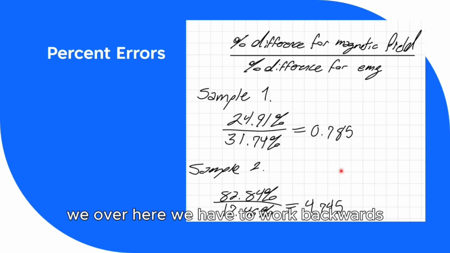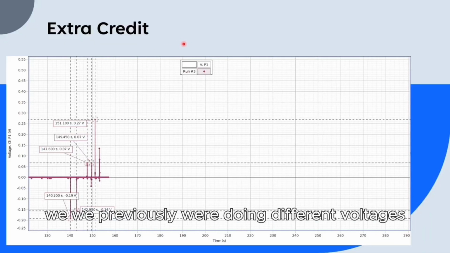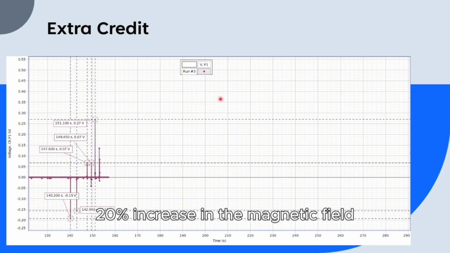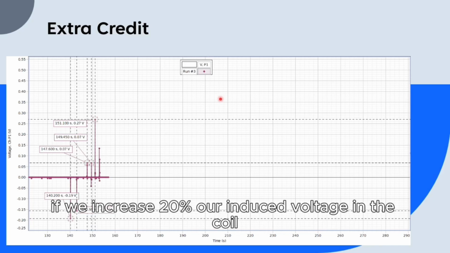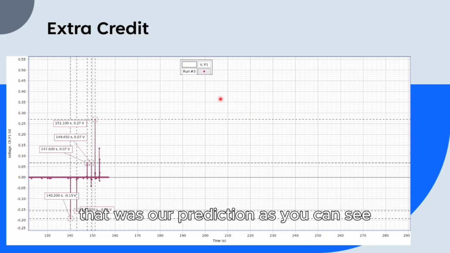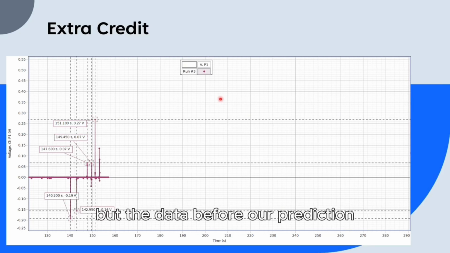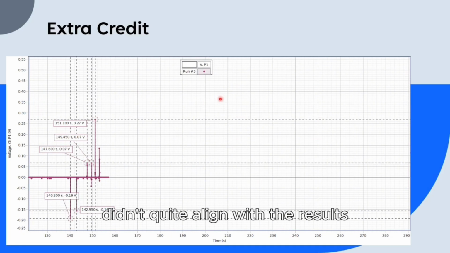3. Over here, we had to work backwards. We previously were doing different voltages to arrive at our estimated 20% increase in the magnetic field if we increase 20% our induced voltage in the coil. That was our prediction. As you can see by the data before, our prediction didn't quite align with the results.